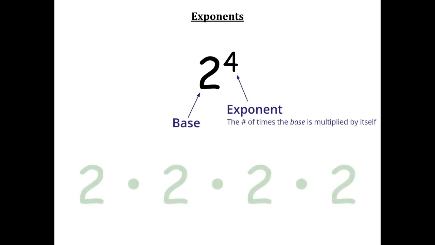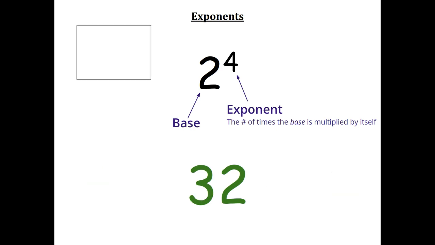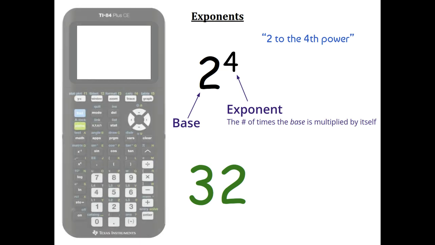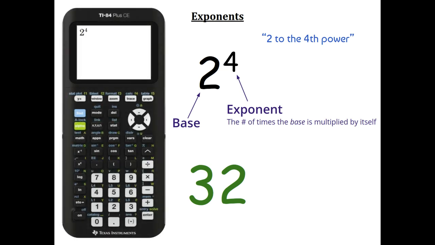2 to the fourth power here, that means 2 times itself 4 times. So it's 2 times 2 times 2 times 2, which is going to be 16 actually. On this slide, it says 32, which really should say 16. This means 2 to the fourth power. Again, it should be 16. In the calculator, you write 2 to the fourth, and then press enter, and you should get 16 as the answer.